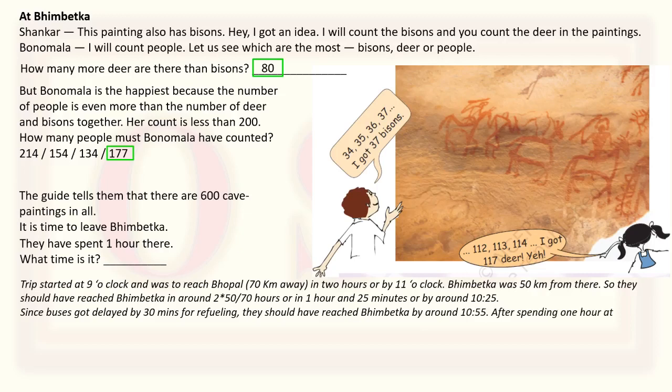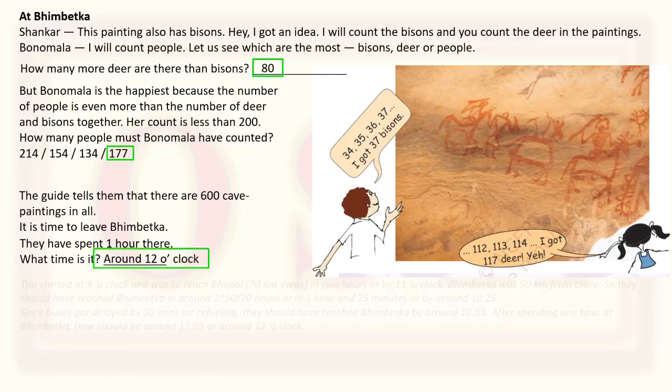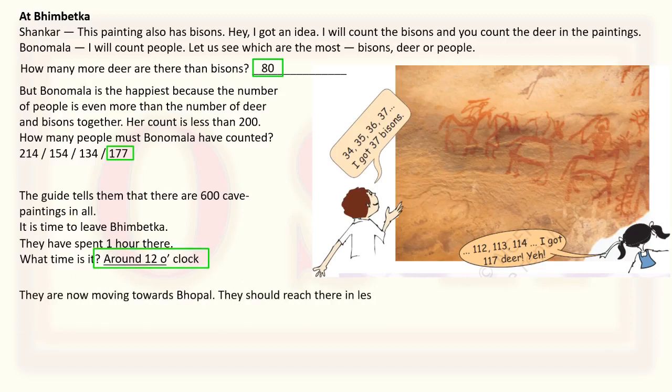After spending 1 hour at Bhimbetka, time should be around 11:55 or around 12 o'clock. So our answer is 12 o'clock. They are now moving towards Bhopal. They should reach there in less than 1 hour at about what time?